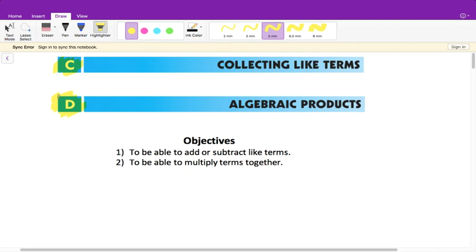we'll be collecting like terms and then multiplying terms together. Remember, you need to write down the objectives, and our objectives for this video: first, we're going to add or subtract like terms. This should be a review, so you should all already have this. But if not, and you're struggling, we can go through it, and hopefully we can work this out together. And then our second section within this video is going to be multiplying terms together. All right, so let's go ahead and get started.